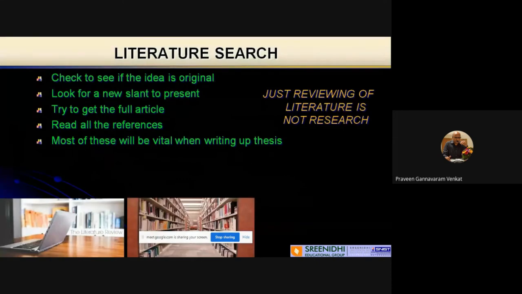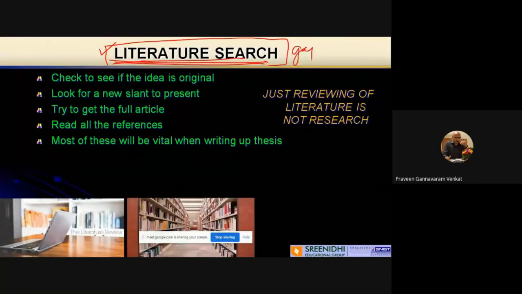So next one is the literature survey. Literature search is most important. Based on the literature search only, we are going to define the objectives. From the literature search, we are going to get the gaps. What are the lacunas?